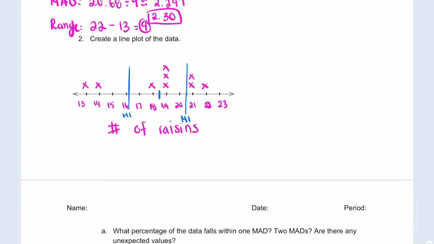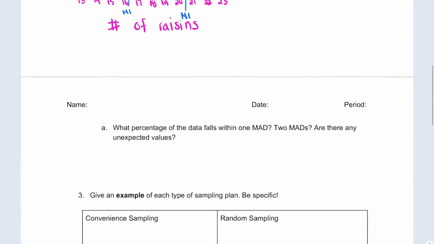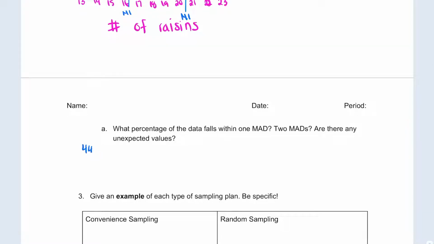So the number of points that is within 1 MAD, well, let's count. We have 1, 2, 3, 4. 4 out of 9, right? So 4, my total is 9. So let's go ahead and change this into a percentage. 4 divided by 9 gives me approximately 44%. So we'll say, within 1 MAD, or 44% of our data, we'll write sentences. 44% of our data falls within 1 MAD.